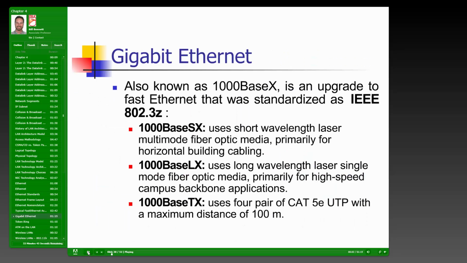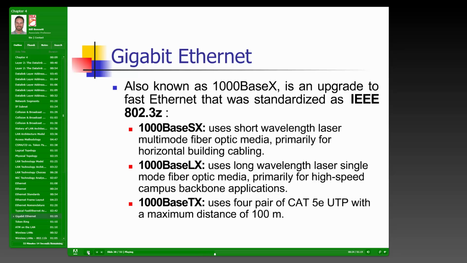These days, a lot of networks are using Gigabit Ethernet, also known as 1000BASE-X. This is an upgrade to Fast Ethernet, standardized in IEEE 802.3z. That's just the actual document that is the specification for Gigabit Ethernet. And as I said, it's known as 1000, which is a gigabit, 1000BASE-X. Notice that the X can be replaced by several different types, and those are the three red bullets we see at the bottom of this slide.